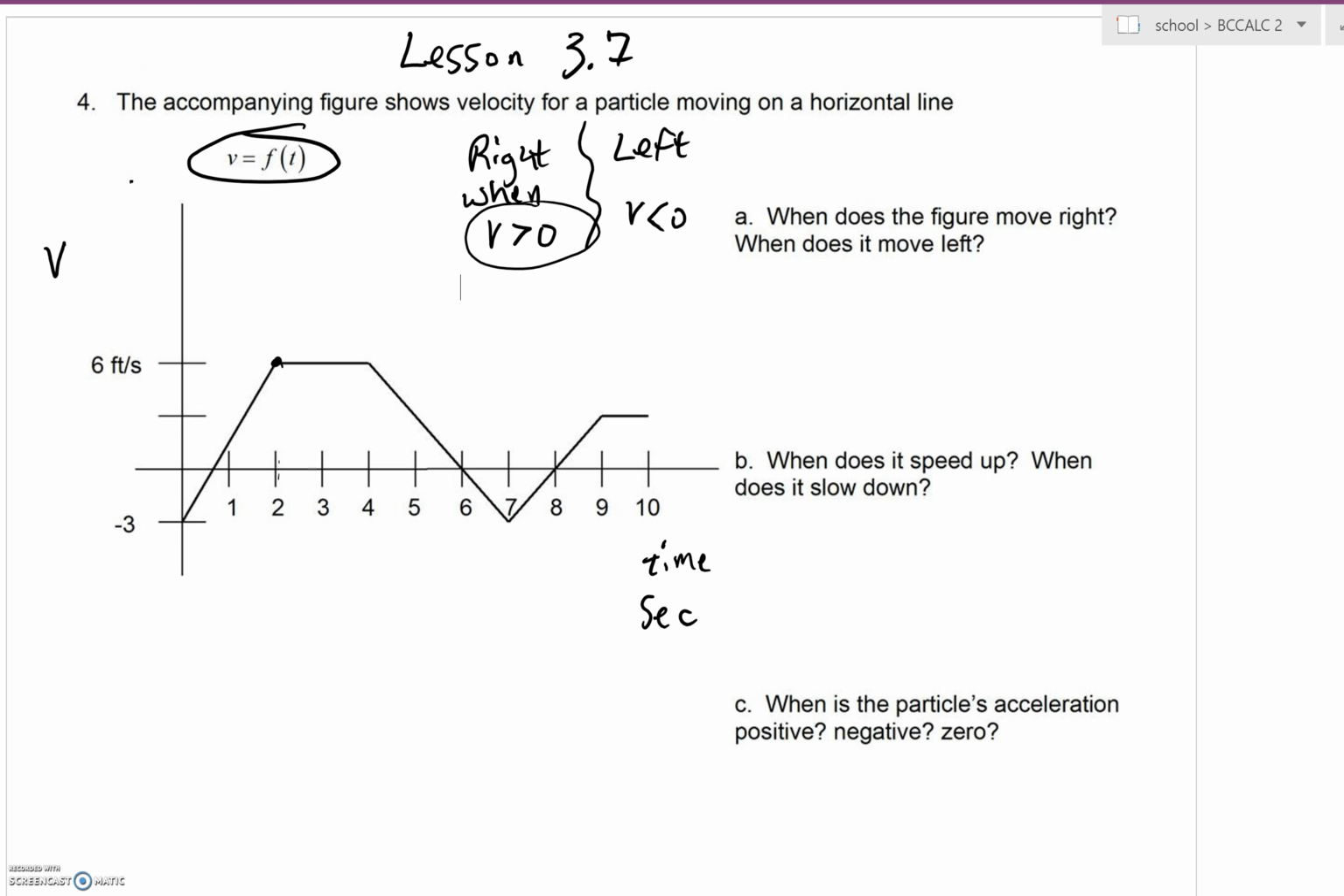So the big question is, when is velocity greater than 0? I hope you would agree that it's whenever your y values are greater than 0. That is, when this velocity curve is above the time axis or x-axis. Likewise, velocity is negative when the curve is below the x-axis.